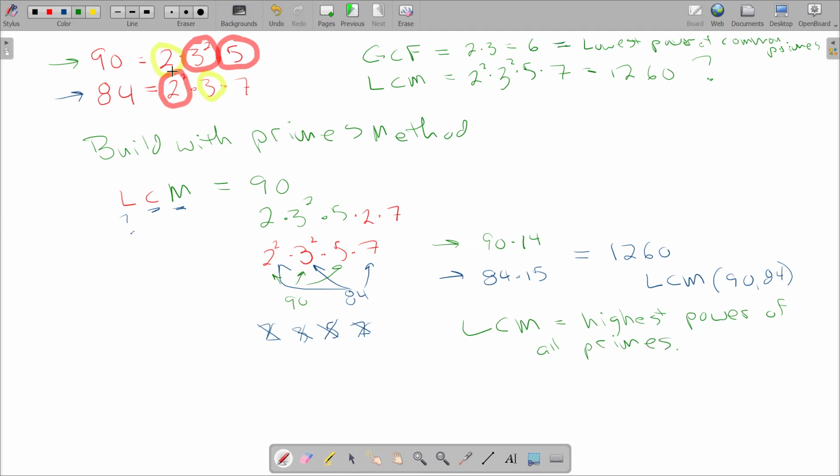So what's the highest? So the primes here are 2, 3, 5, and 7. The highest power of 2 is a 2 squared. The highest power of 3 is a 3 squared. The highest power of 5 is just 5 to the first, or 5. And the highest power of 7 available is just 7 to the first, or 7. So GCF selects the lowest power of common primes. The LCM selects the highest power of all primes in those factorizations. And these are the prime factorization techniques for greatest common factor and lowest common multiple.